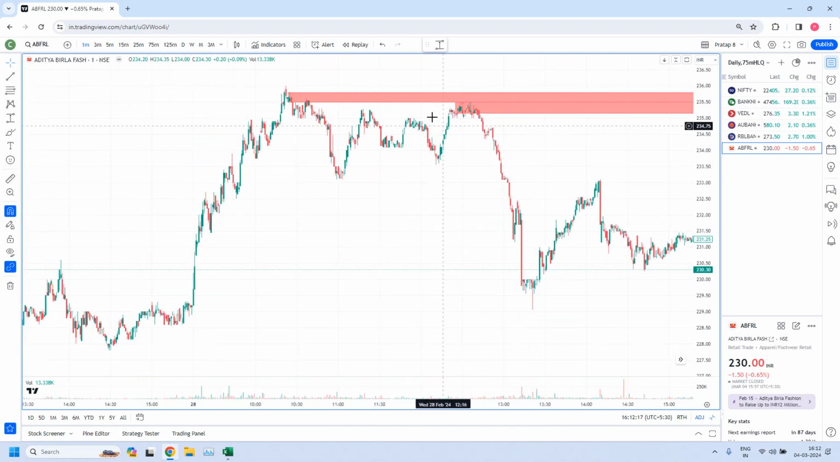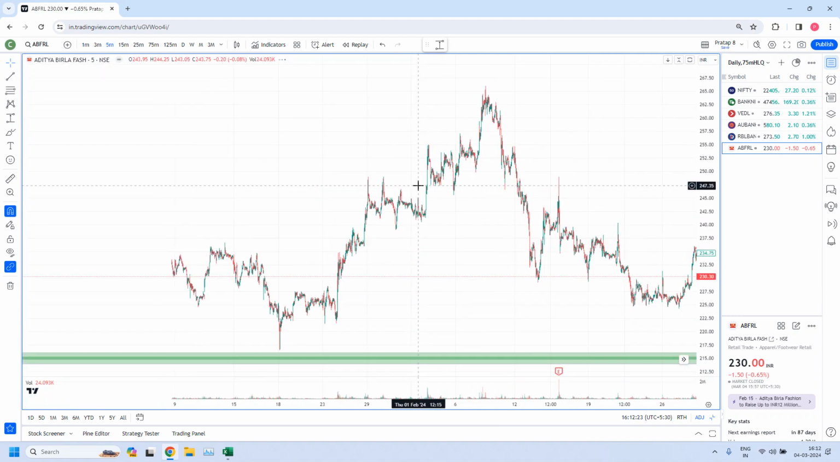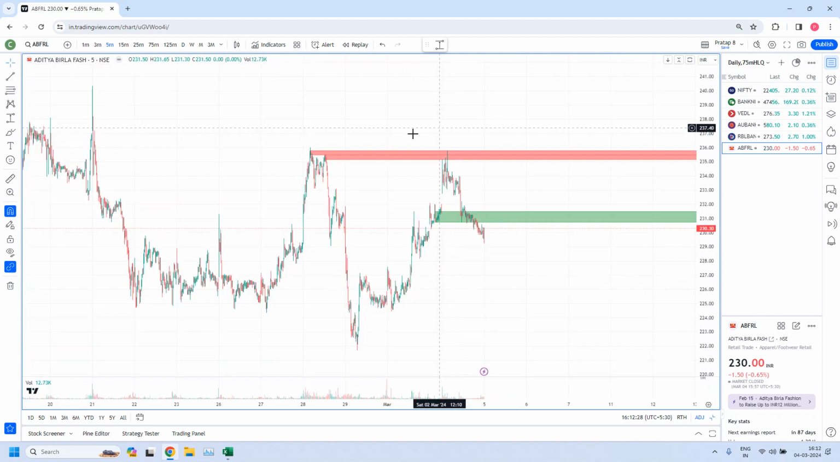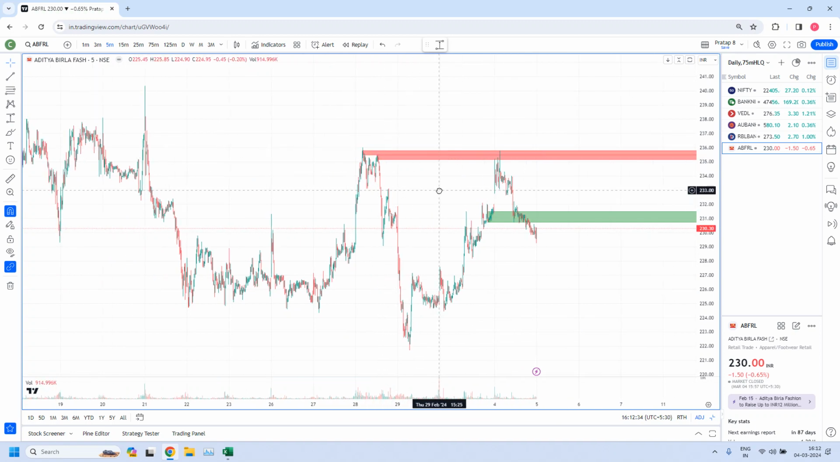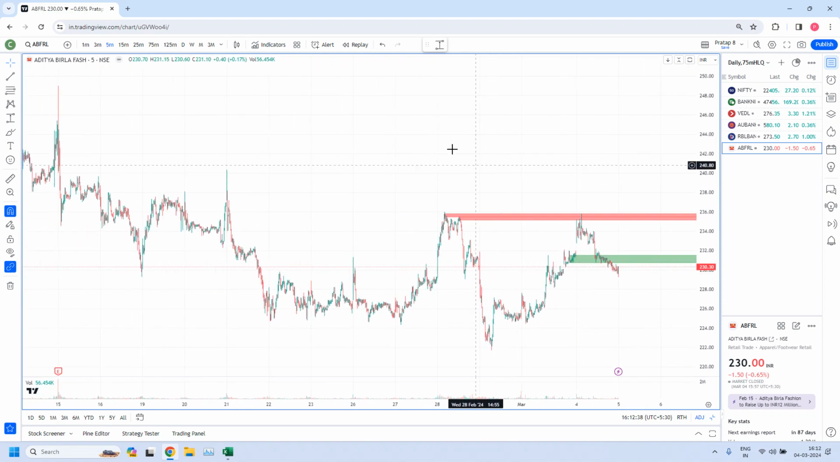And this is a small zone. If you get into 5 minutes, you will understand. Please look into the zone from 5 minutes. See, it's a very small zone now. At 1 minute level, it looks like a big one. And what happened today? Let me show you.